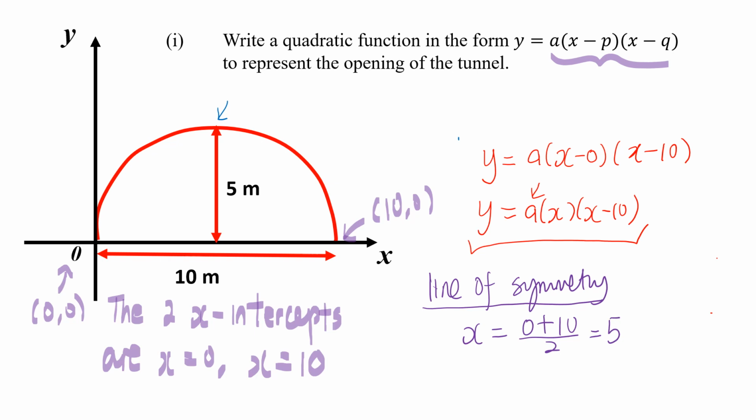So the x coordinate of your maximum point is 5. And if you look at the diagram carefully, the maximum height of the tunnel is 5 meters. Hence, the y coordinate of your maximum point is 5. With that point, you can substitute into your quadratic function to find the unknown constant a, which is what we're going to do now.